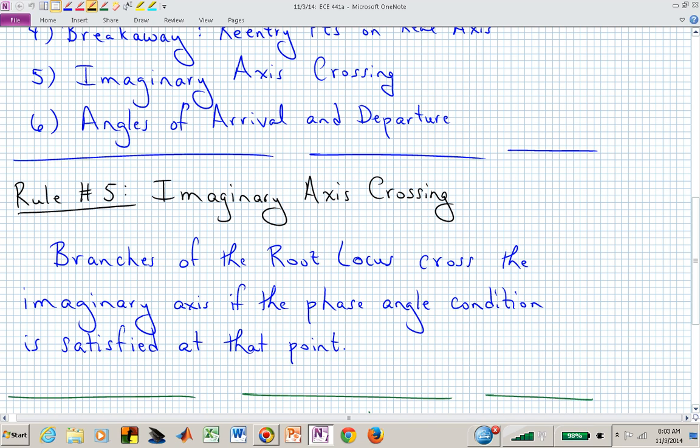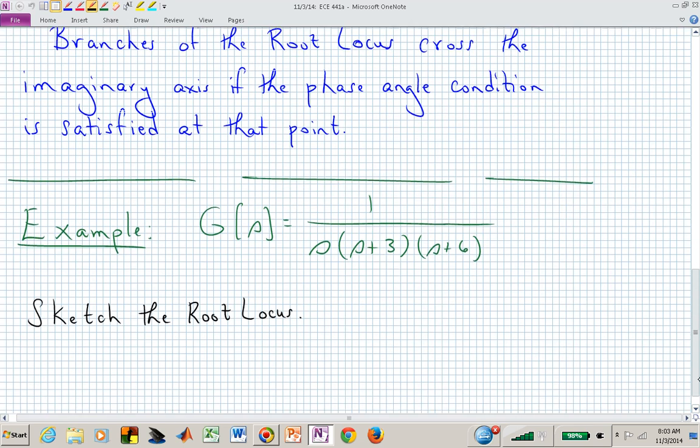You need to get comfortable with calculating or determining angles from all of the poles and zeros to particular points in the complex S-plane. We'll be doing that in the design process. Here it's telling us where the branches cross the imaginary axis.